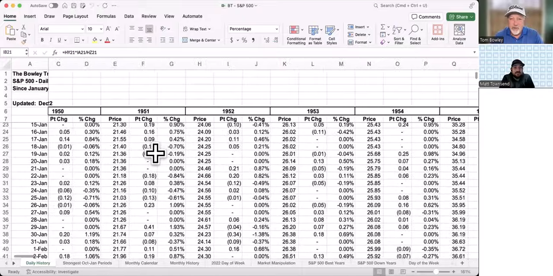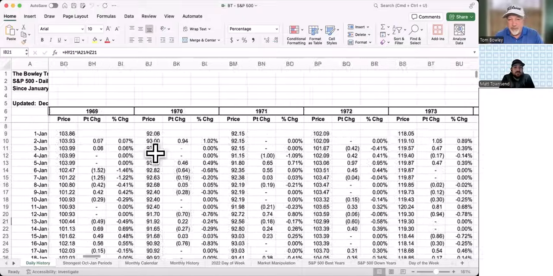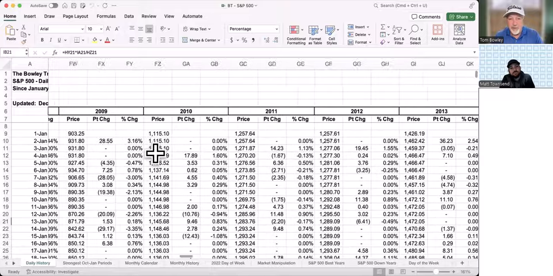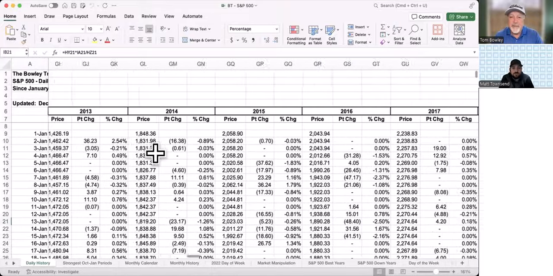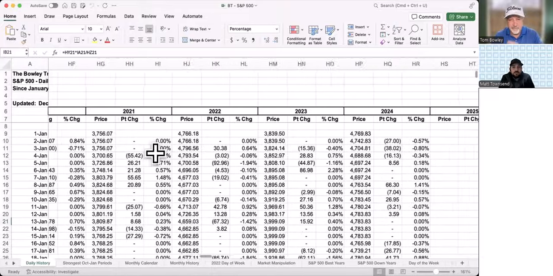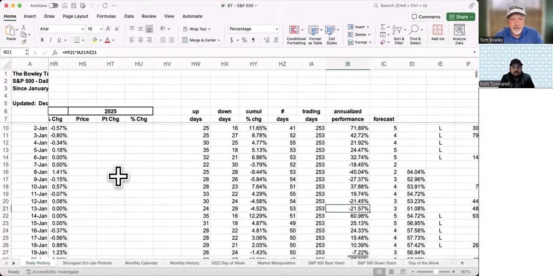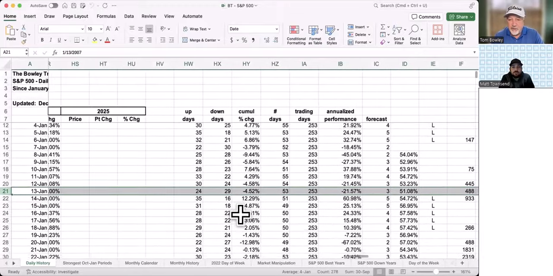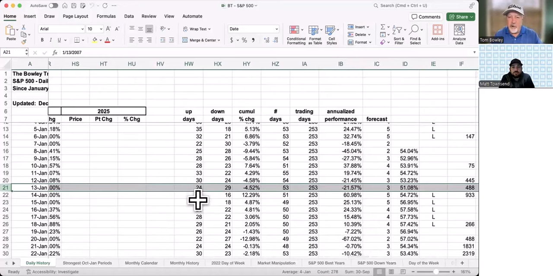And so how I come up with the percentage on each day is, let me get back over here to the totals. On January 13th, I'll highlight it coming across here. If you go back to 1950, January 13th has been higher on 24 different days in various years. And January 13th has been down 29 times. So it's been down a little bit more than it's been up.